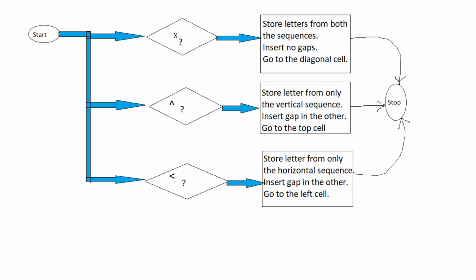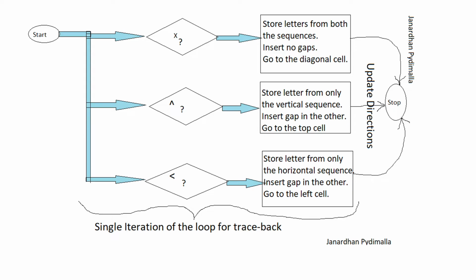Okay. This is only for one iteration in the nested loop for covering all the cells in the traceback matrix, and every time this is done, directions are updated after x and y are decremented based on the 3 if conditions.